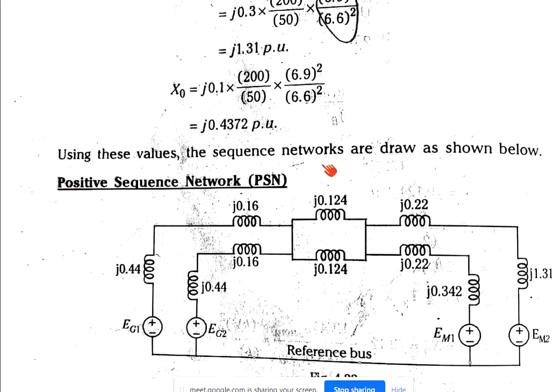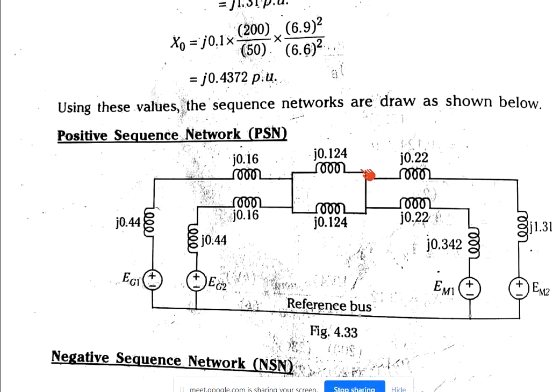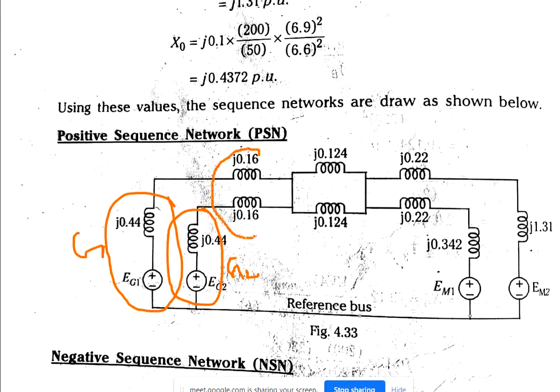Using these values, the sequence network has to be drawn. You know how to draw this network. Usually the generator will be there. Both generators are connected in parallel. In between the generators there are two transformers. So this is my generator 1, this is my generator 2, and these are my transformers.